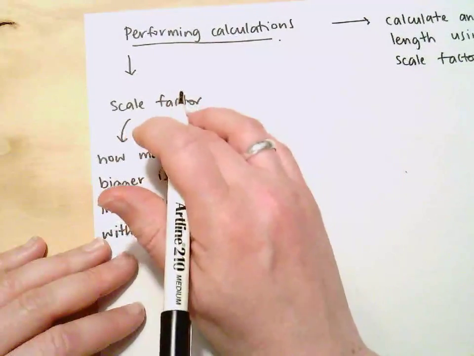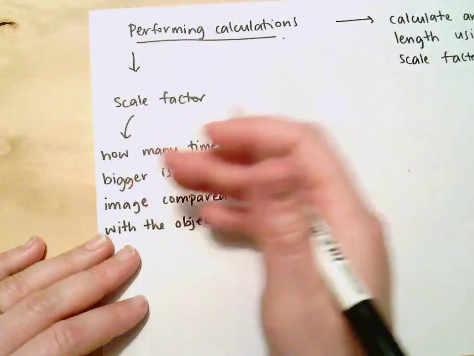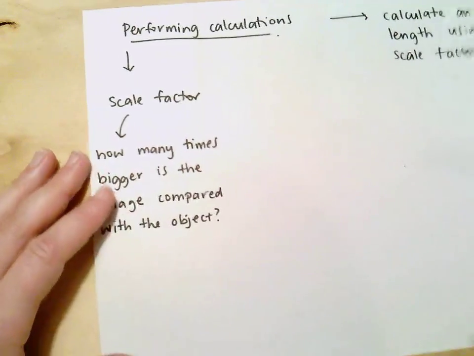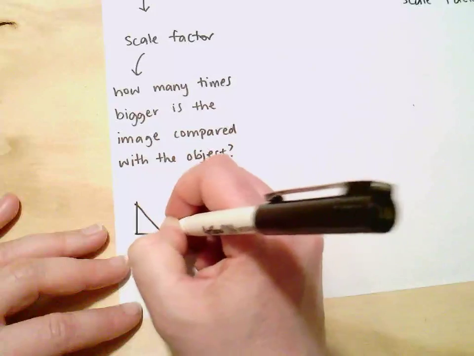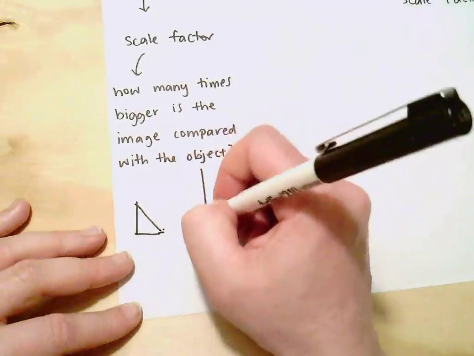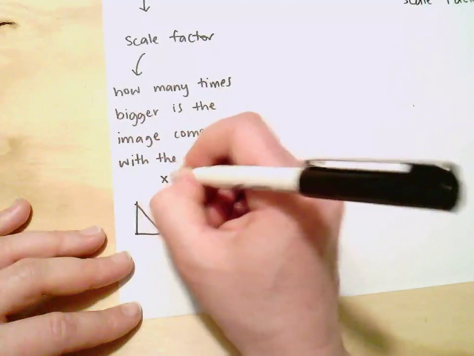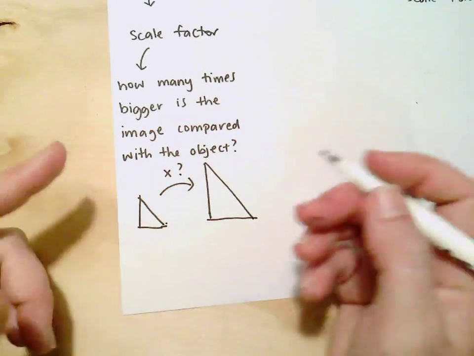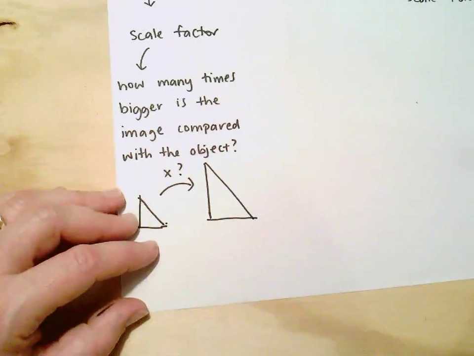So first of all, what do we mean by that term scale factor? All it means is how many times bigger is the image compared with the object. So I'm just giving you a little sketch here. If this was my original object, this little triangle here, and this was my image, I'm saying how many times bigger is this image compared with the object. So in this case, it looks like it might be twice as big, for example. So the scale factor would be 2.